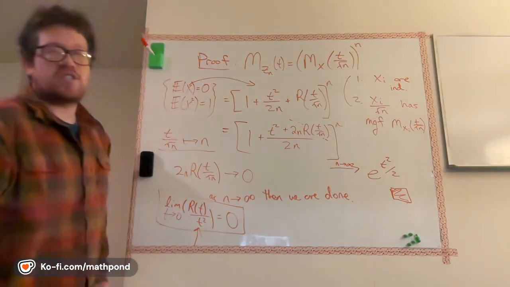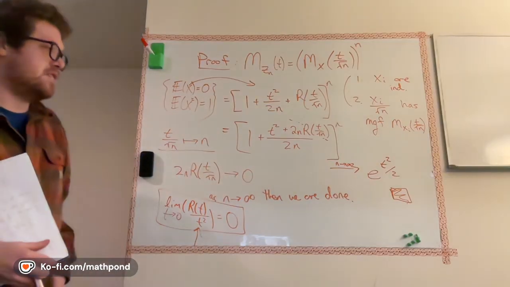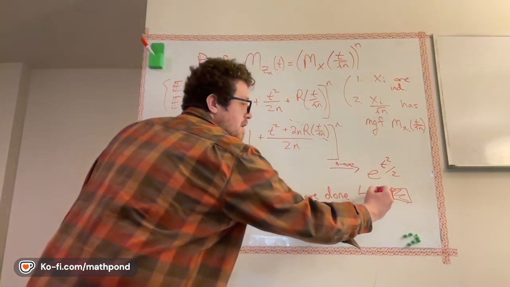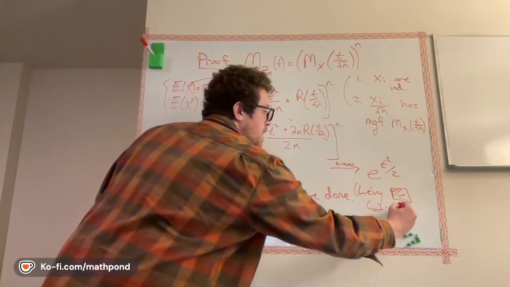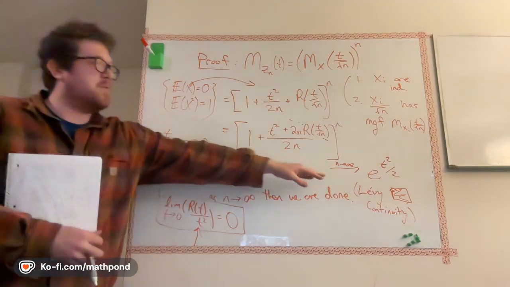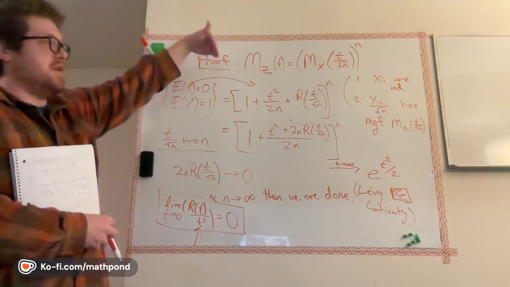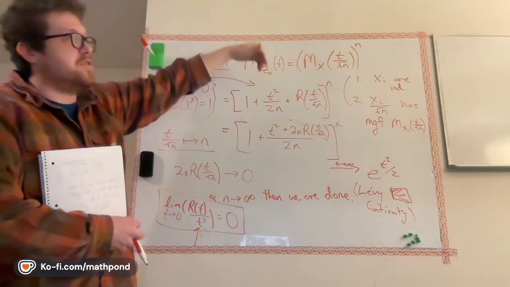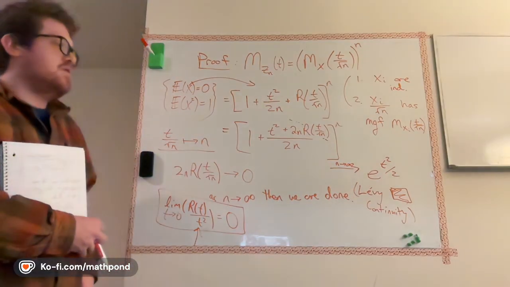Because this is the moment generating function for the standard normal, and we showed that for any t it converges to that. Then by Levy continuity, which just says that if it converges pointwise to some moment generating function, then if you look at the limit of the distributions, it converges in distribution to whatever the distribution corresponding to this one is.